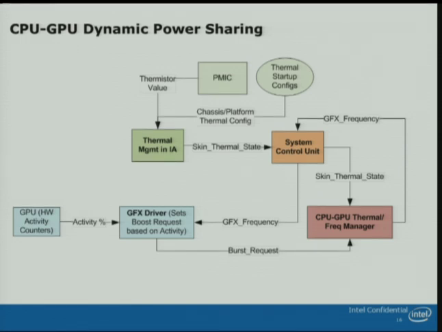The system control unit continuously monitors skin temperature and thermal state and computes thermal credits available. Based on that, the thermal and frequency manager decides whether or not there are enough thermal credits to go to a higher graphics frequency. If there are, the system control unit actually switches to the higher frequency.